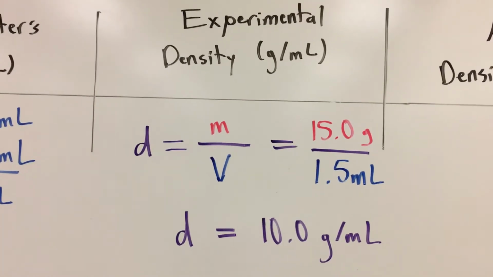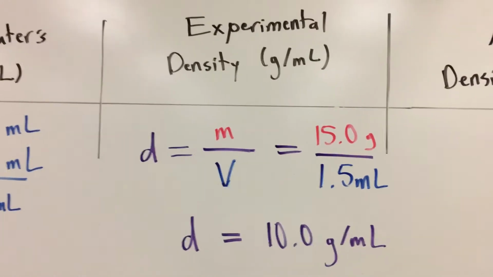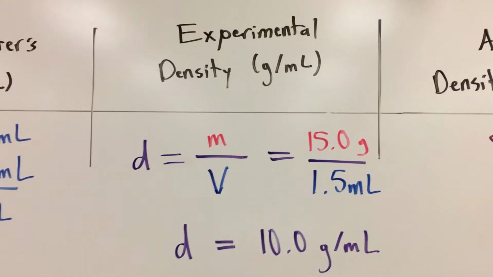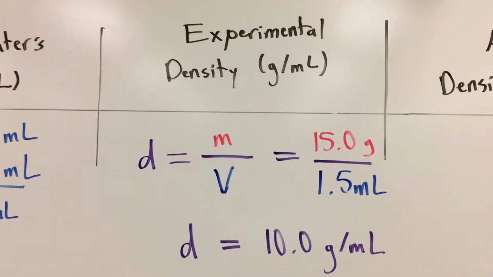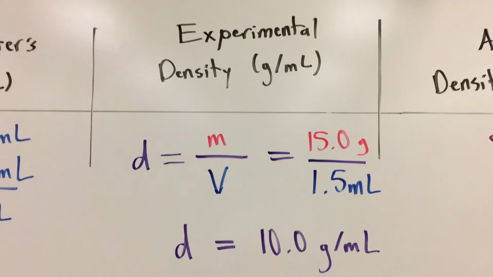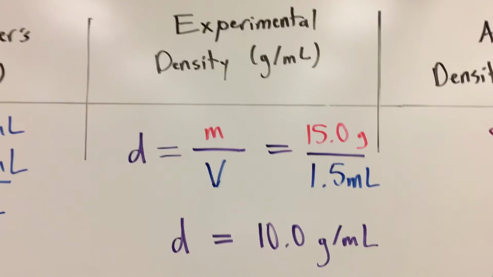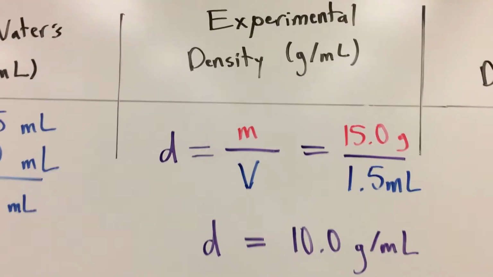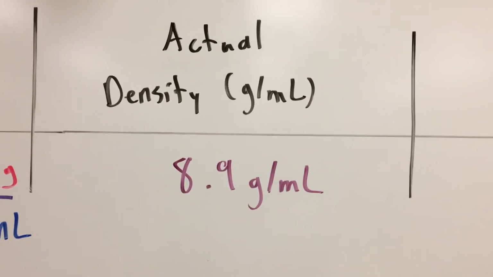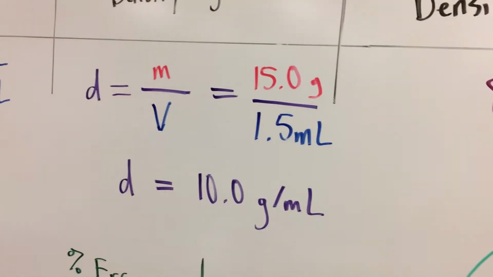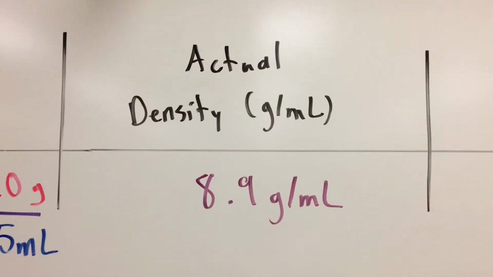Now, this is what we determine in the lab, but it doesn't necessarily mean that it's absolutely correct. So we would have to compare it to a known value where someone has done research over and over and over to determine the density of nickel. And we compare it to that value we find in published research or literature or things like that. In this case, the actual density of nickel is 8.9 grams per milliliter. So just comparing them. Not too bad. It's not perfect though.